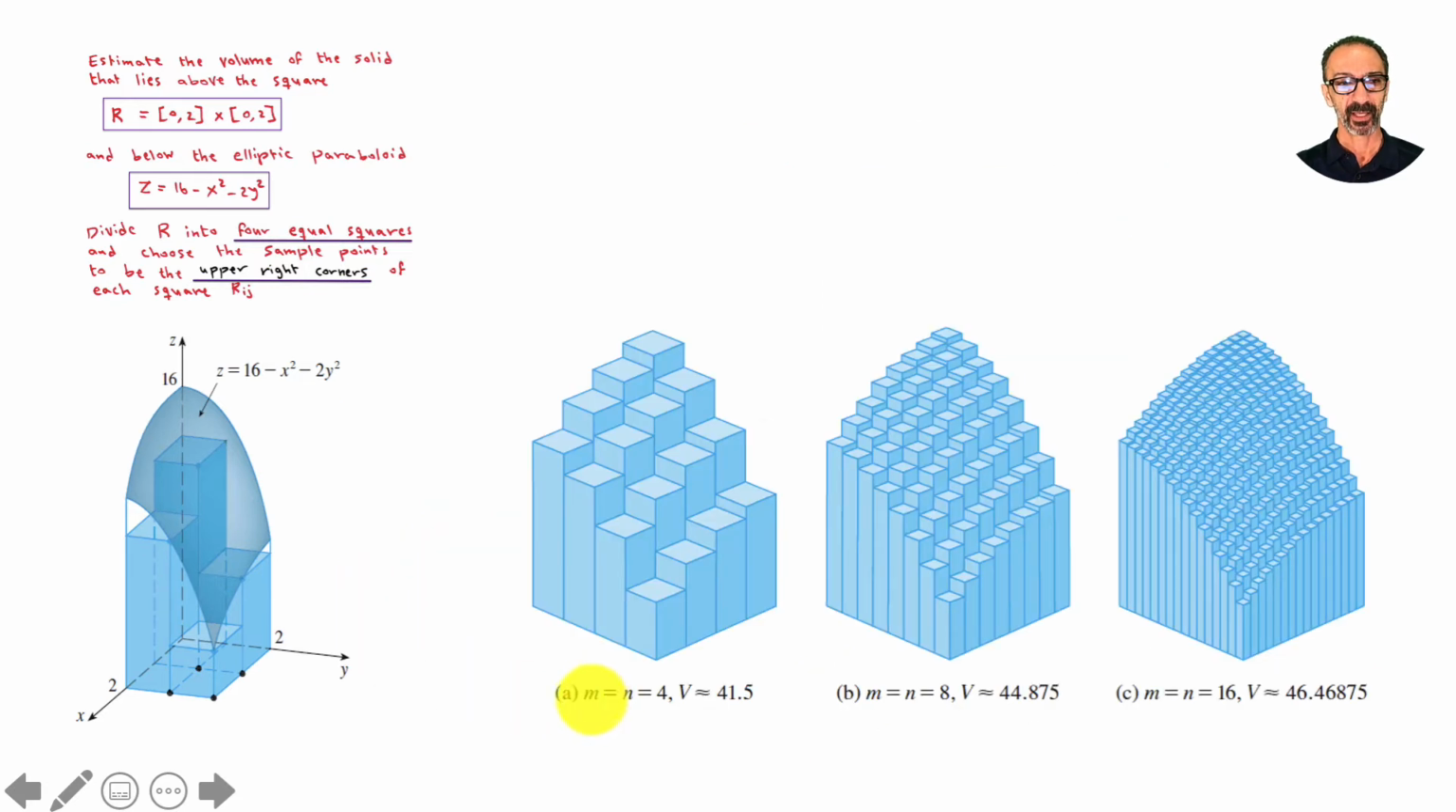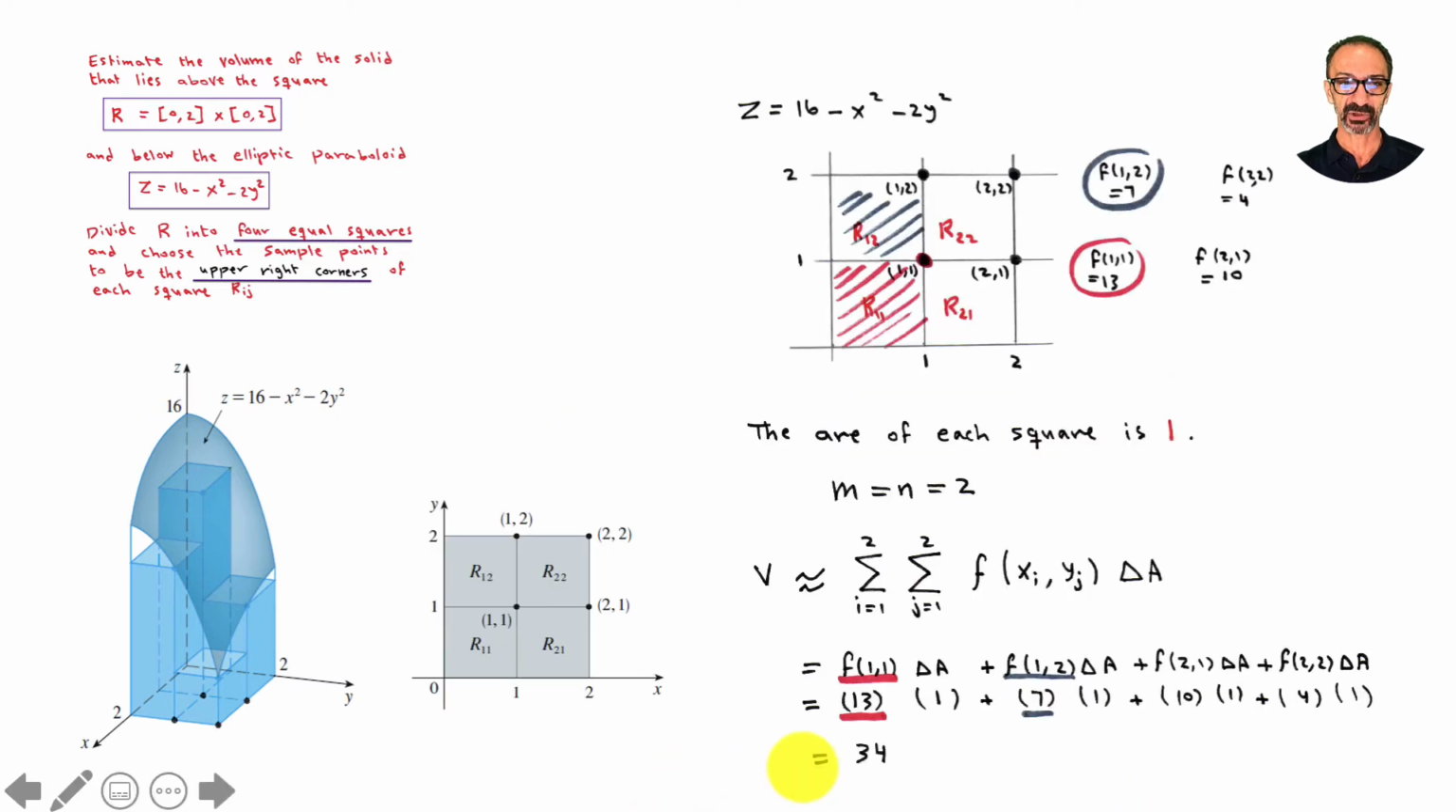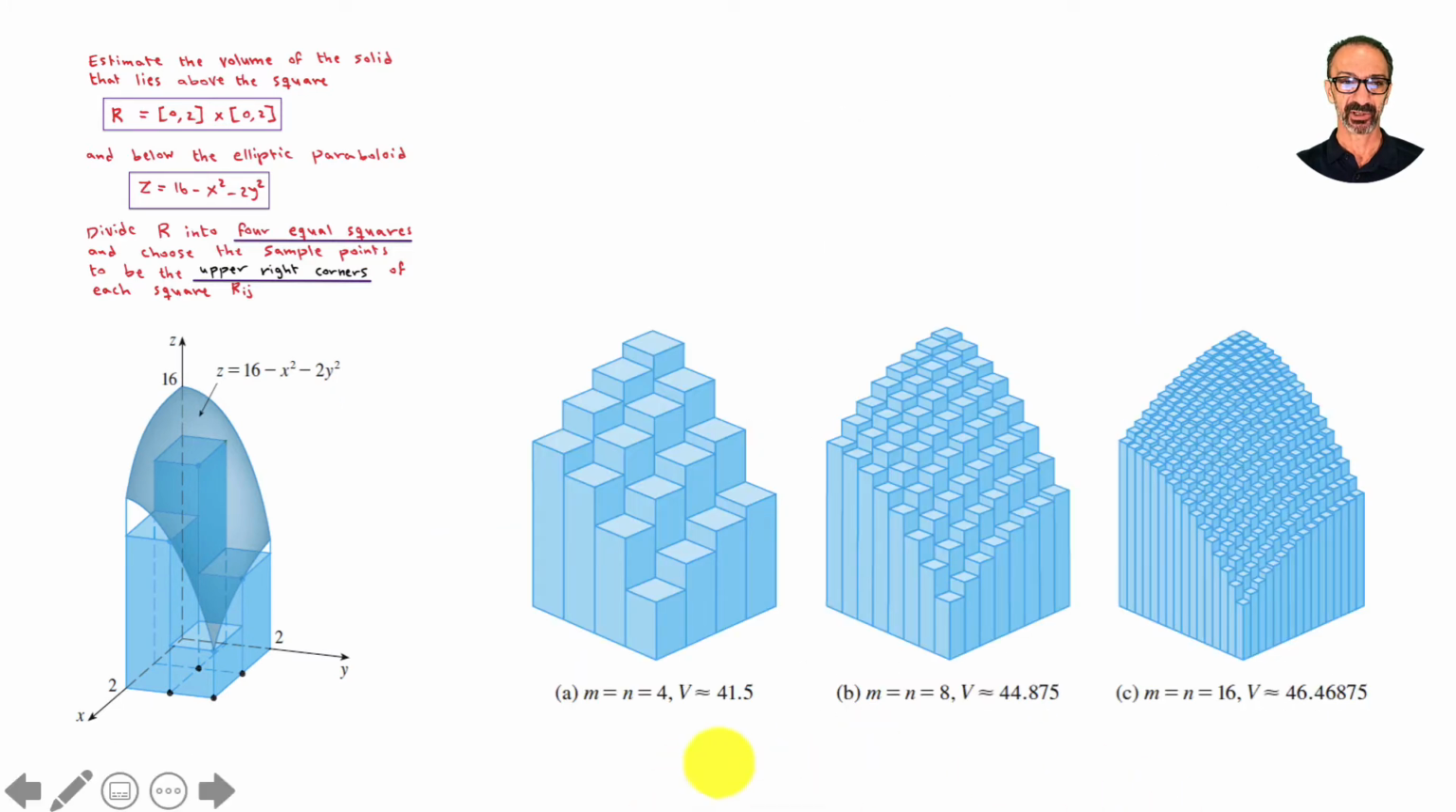Now, if you partition it more, where m and n equals 4, not 2, you get this picture. Go by 8, I get this picture. Look at the volume. It's 41.5, and the one before was what, 34? Now it's 41.5, 44.875, 46.46875. That's more accurate. And when you apply the limit, it's just gonna cover it all 100%.